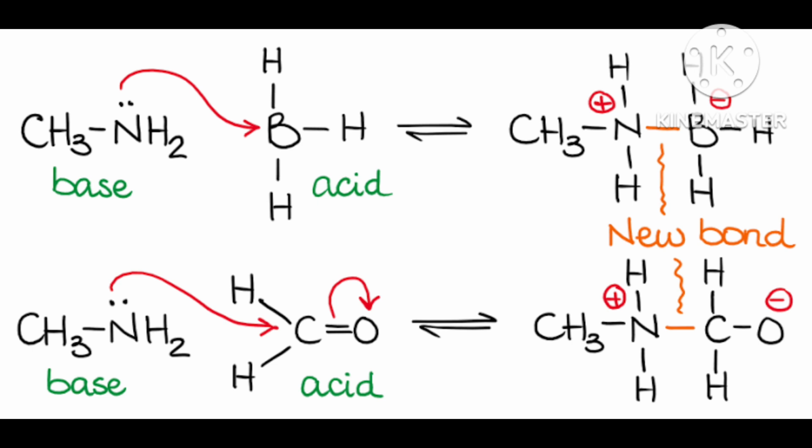Classify the following species into Lewis acids and Lewis bases. Out of the 4, which one is Lewis acid and which one is Lewis base? You have to differentiate. You have to find out of the 4 which one is Lewis acid and which one is Lewis base. Then first is OH 1 minus. OH means hydroxyl ion.